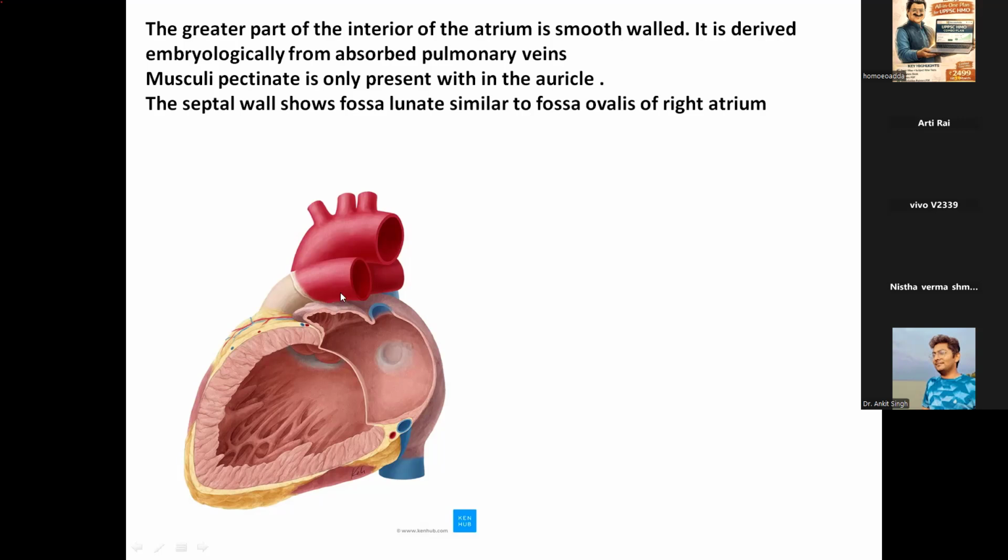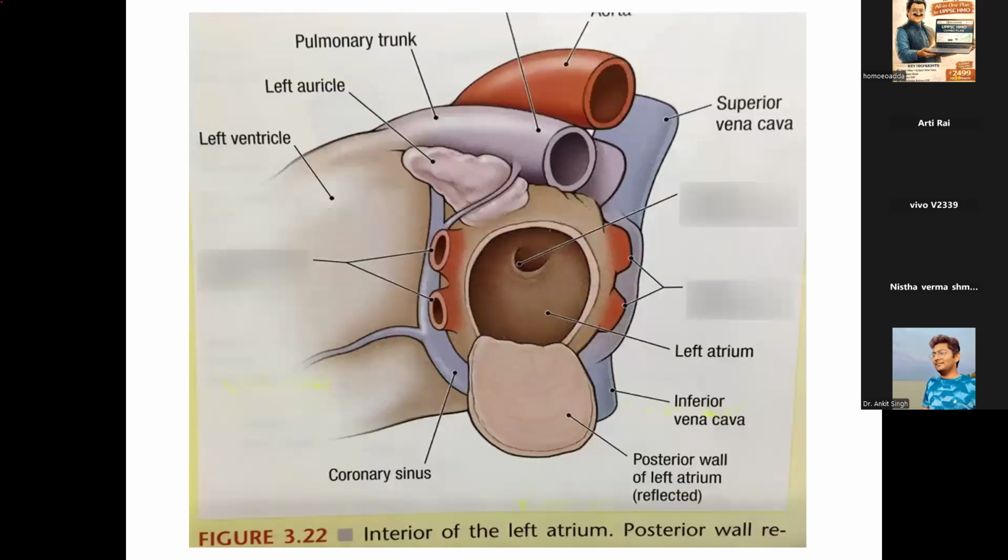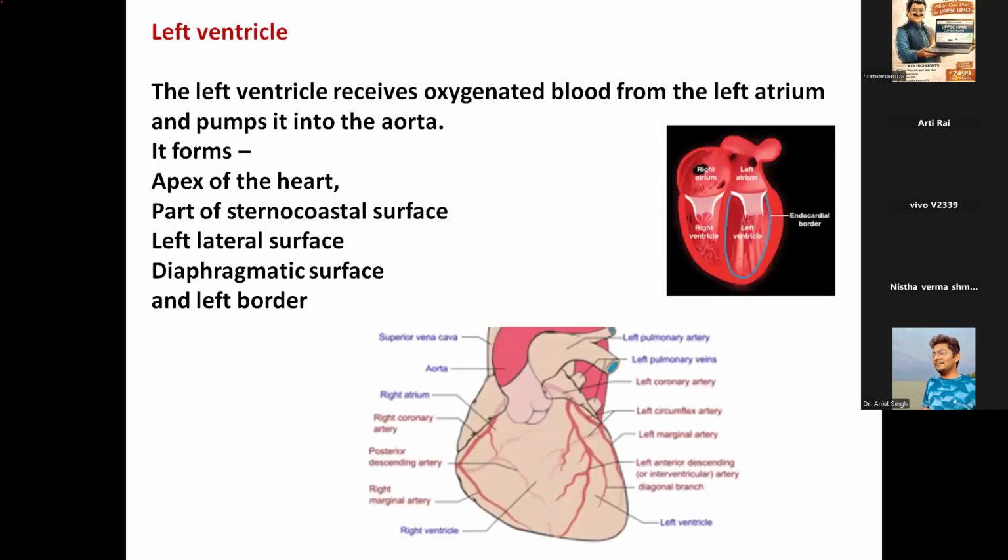Okay, the septum shows a fossal unit similar to the fossa ovalis of the right atrium. That means the fossa ovalis on the right side is seen here as lunate shaped, so we name it the fossal unit. The fossal unit is an internal feature of the left atrium. That is from the left atrium. You can see fossa lunate in the left atrium as well as the four pulmonary vein openings in the posterior wall of the left atrium.